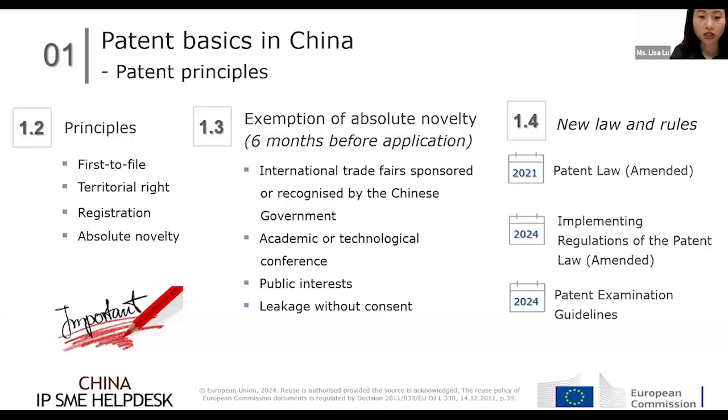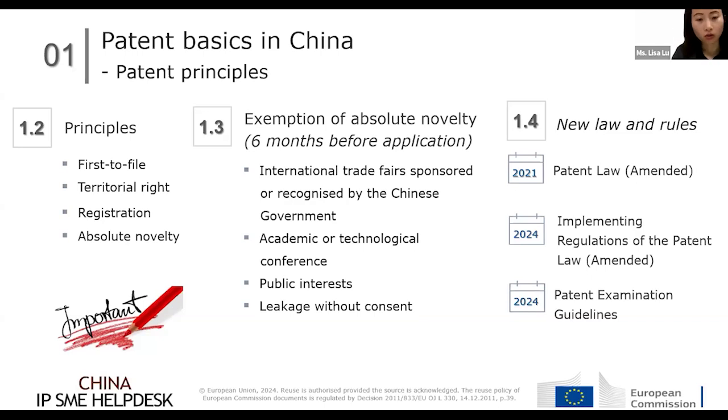And the second one is you disclose the invention during an academic or technological conference. And this is not any conference. There are certain criteria we will cover later. Basically, it's organized by an international organization, but this international organization has to be recognized by the Chinese authority.